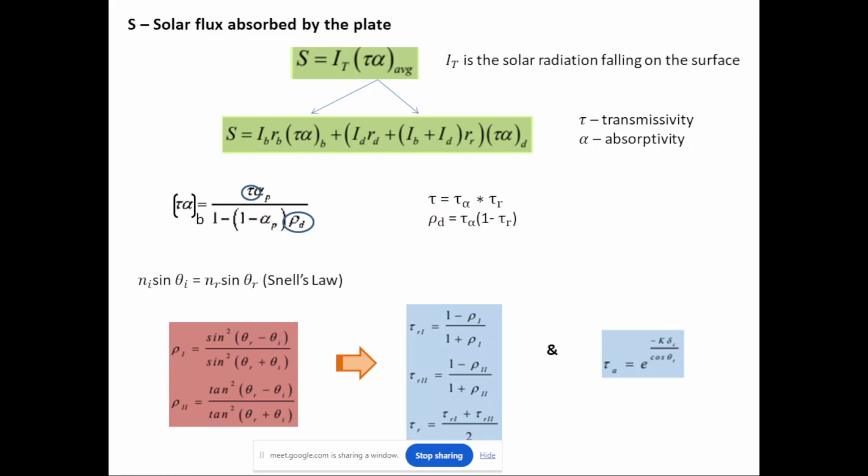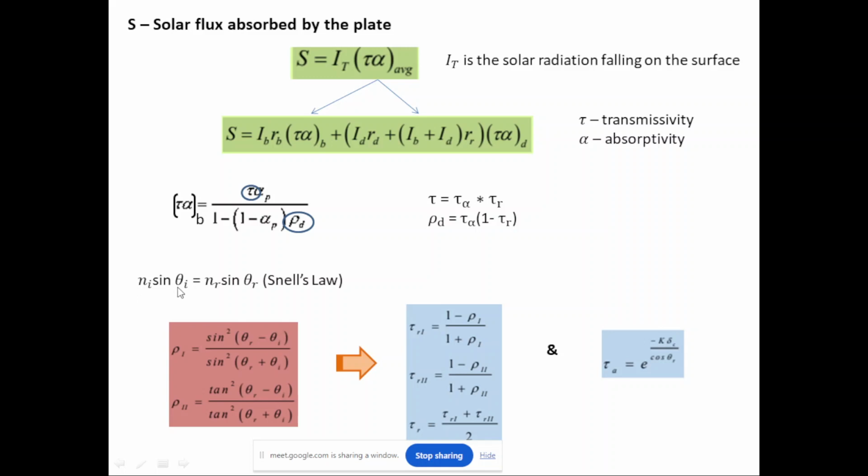You can even see in the lecture, these equations are taken from there. These two are the components of polarization of the reflection. That is, rho 1 is sine square of (theta r minus theta I), divided by sine square of (theta r plus theta I). Rho 2 is tan square of (theta r minus theta I), divided by tan square of (theta r plus theta I).